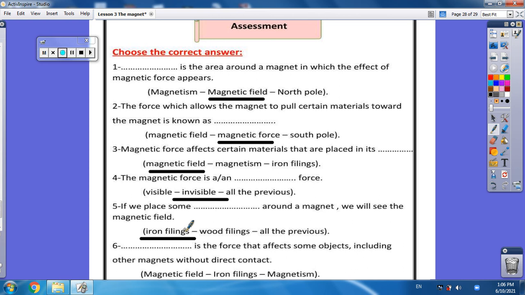Excellent, super. Number 6 is the last one. The force that affects some objects, including other magnets, without direct contact: is it the magnetic field, iron filings, or magnetism? What's the name of the force of a magnet? It's called, excellent, super, magnetism.